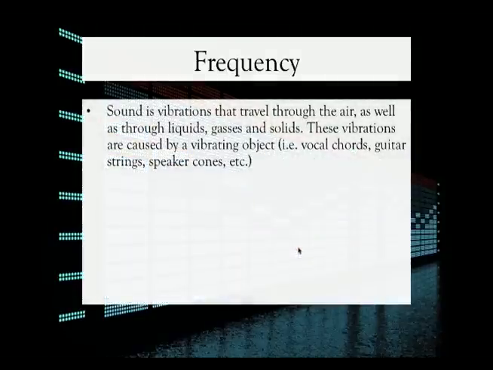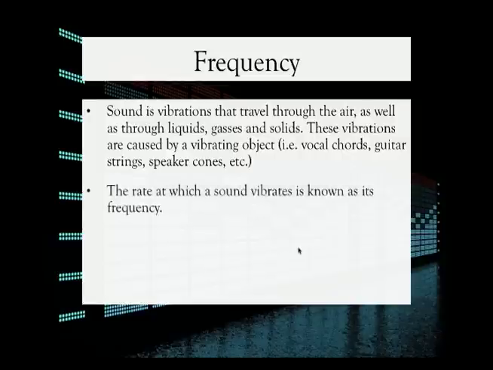So sound is vibrations that travel through the air. Sound also travels through liquids, gases, and solids. These vibrations are caused by any vibrating object, such as vocal cords or guitar strings or speaker cones. Now, the rate at which sounds vibrate is known as frequency. So if you can imagine, you have all these sounds going on around us, all arriving at our ears in vibrations. And the frequency is just the rate of that vibration.